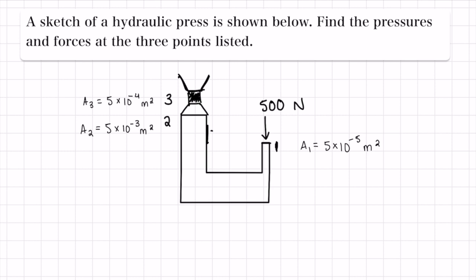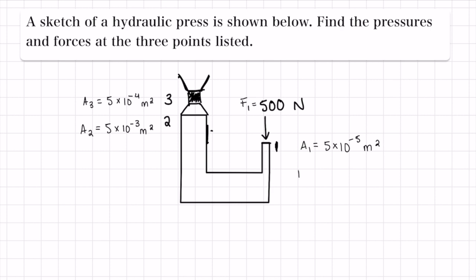A sketch of a hydraulic press is shown below. Find the pressures and forces at the 3 points listed. So we do already have the first force, so I guess I'll just label that one since I didn't do it already. So the force being applied at spot 1 is going to be that 500 newtons, and our area is going to be 5 times 10 to the minus 5 meters squared.